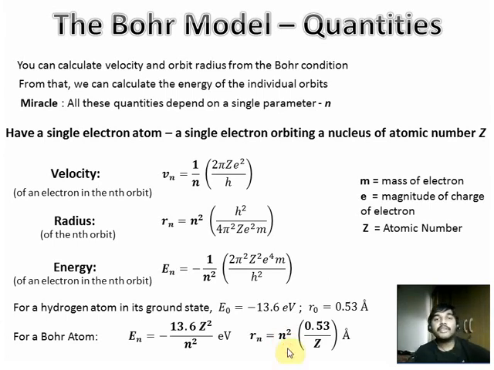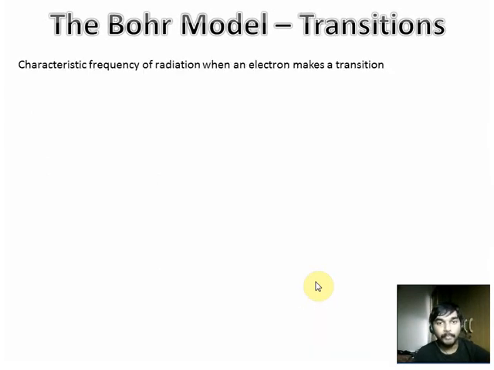But does this model really predict something? We've calculated all the basic quantities, but does this model really predict something experimentally? One thing that you can see experimentally is something called spectrum. When an electron makes a transition from a certain orbit to a certain other orbit, you know that it emits a certain radiation.